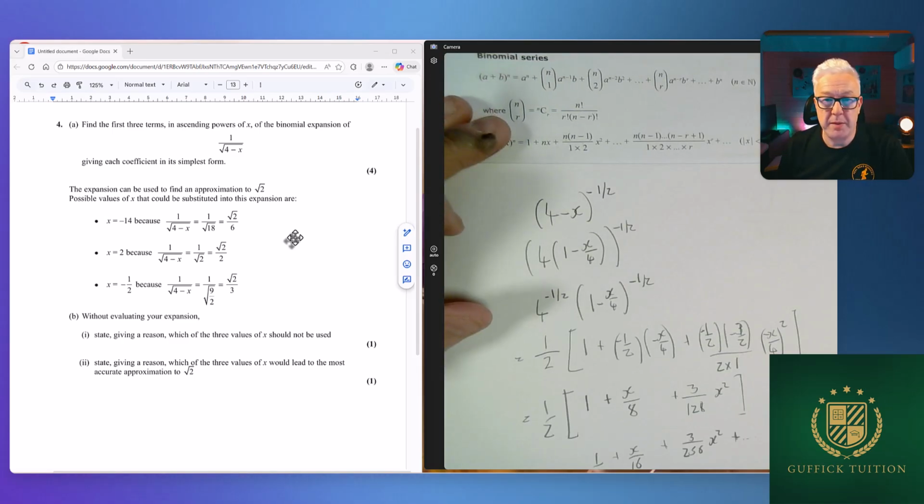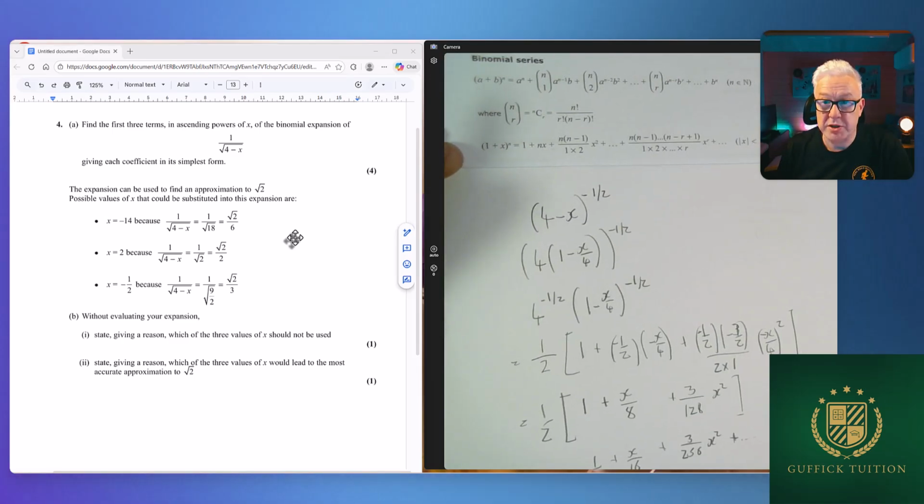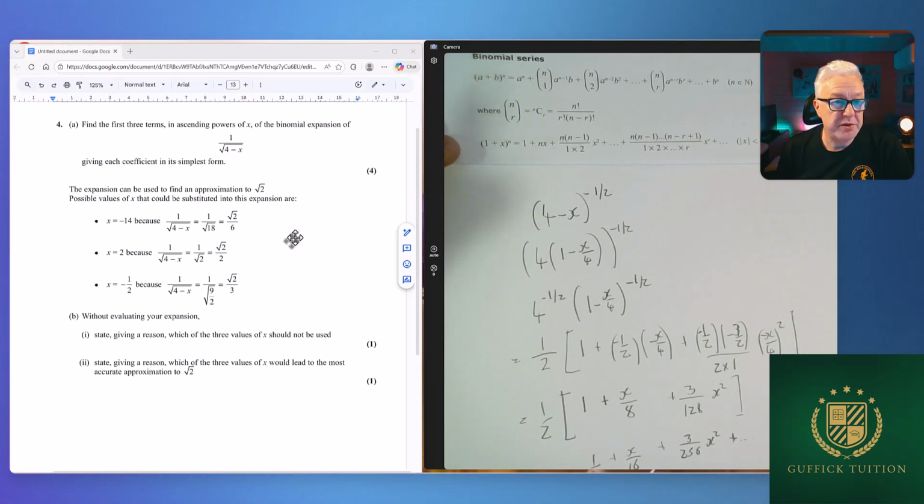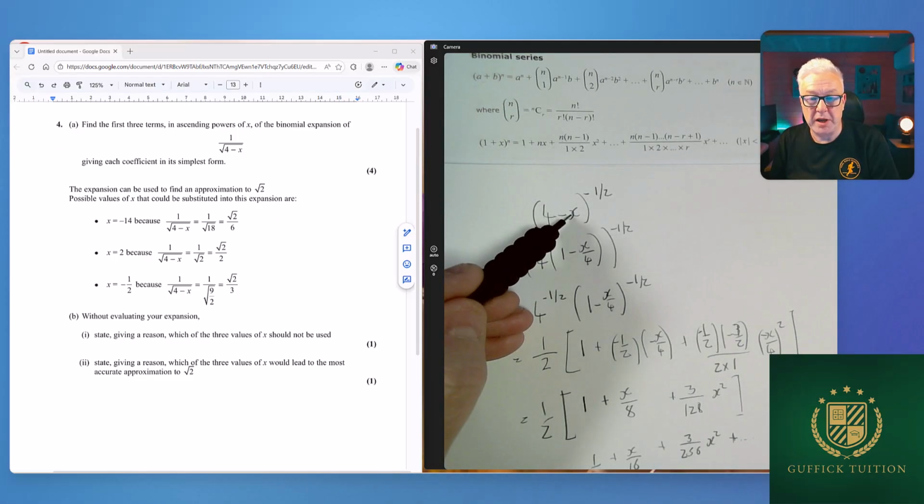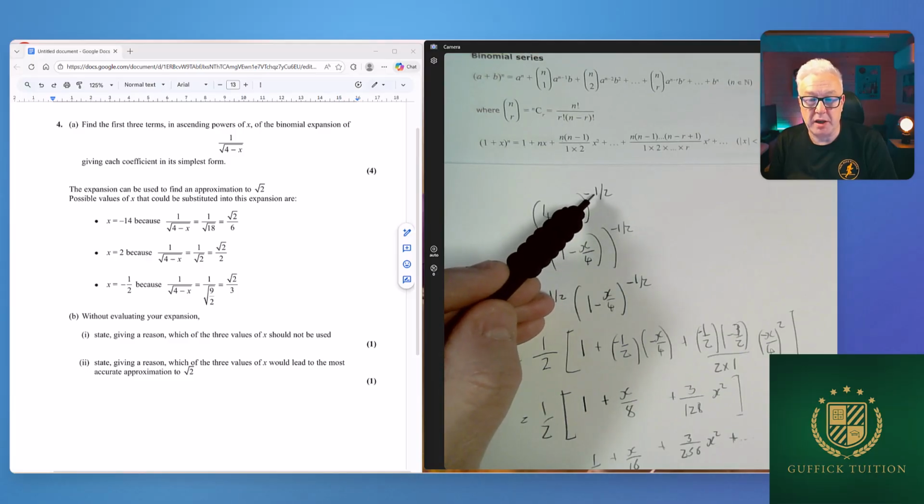Hello everyone, we've got a binomial theorem question here. It says find the first three terms in ascending powers of x of the binomial expansion of 1 over the square root of 4 minus x. Now I think the first thing to do in a question like this is to write it as (4 minus x) to the power of minus a half.